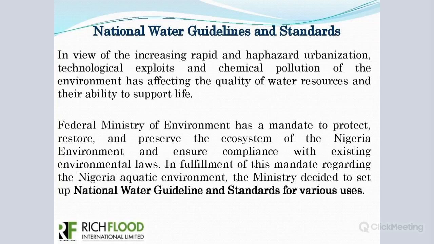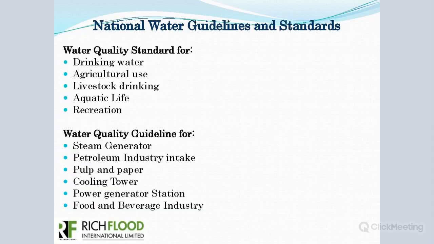It's for various uses because it covers water for cooling and all these examples listed here. This guideline has standards for drinking water. If your water is going to be potable, there are particular parameters that you will be looking out for. So this guideline states all the parameters that are relevant for potable drinking water. And it also identifies all the parameters that are relevant for agricultural use. Not just identifying them, it also states the standard limit that is allotted to each. There is a drinking water standard for livestock drinking. There is a drinking water standard for aquatic life. There's also a water quality standard for recreation.